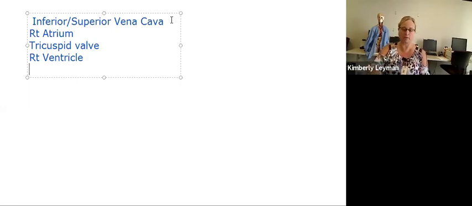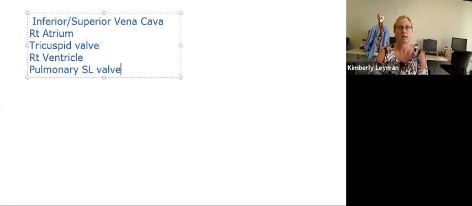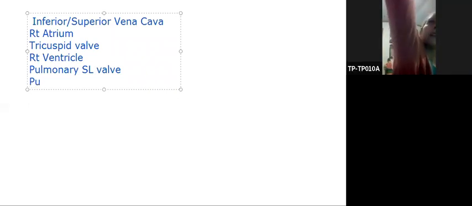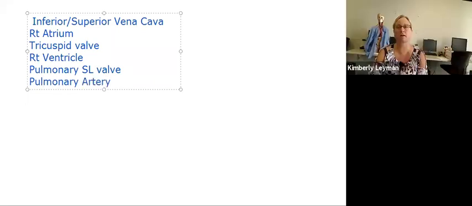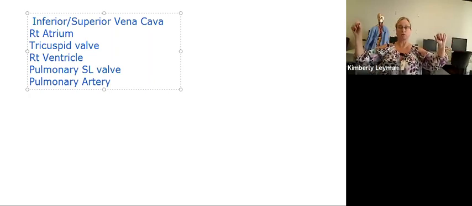It's going to go through another valve, and this will be the pulmonary semilunar valve. And it's now going to go towards the lungs, and what is going to bring it to the lungs? A pulmonary artery. Pulmonary artery, and remember this artery will be blue because the blood has not gotten the oxygen yet.